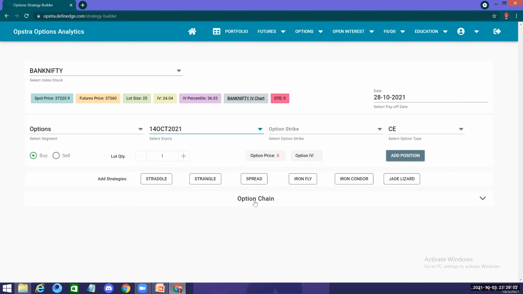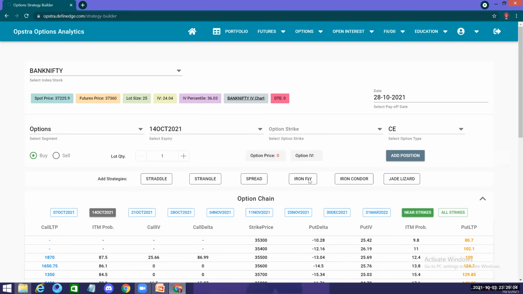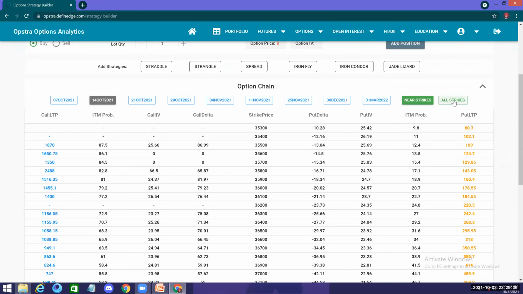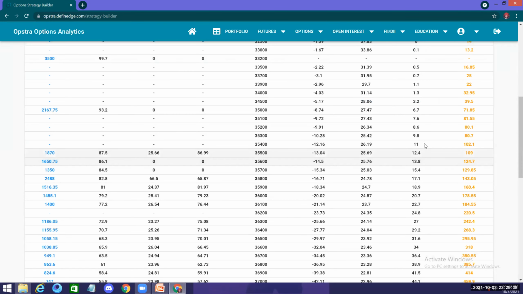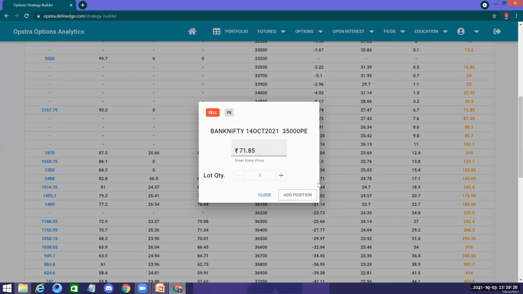Now on the bottom side, we have an option chain. Choose all strikes. Now, the first rule is the ITM probability should be less than 10%. So you see here, it is 9.8%. We have to choose for 50 rupees. There's nothing for 50, so the next one available to us is at 71.85. So we sell one put option here.